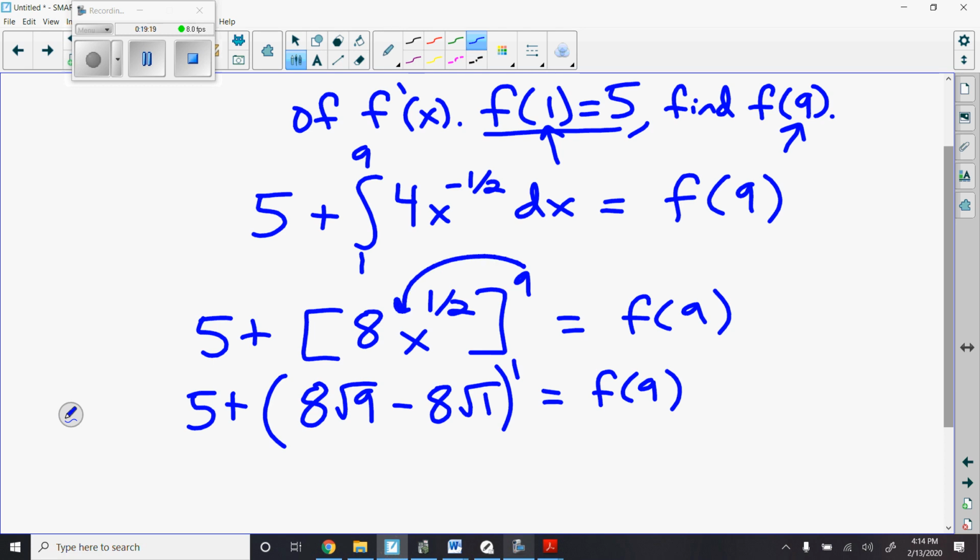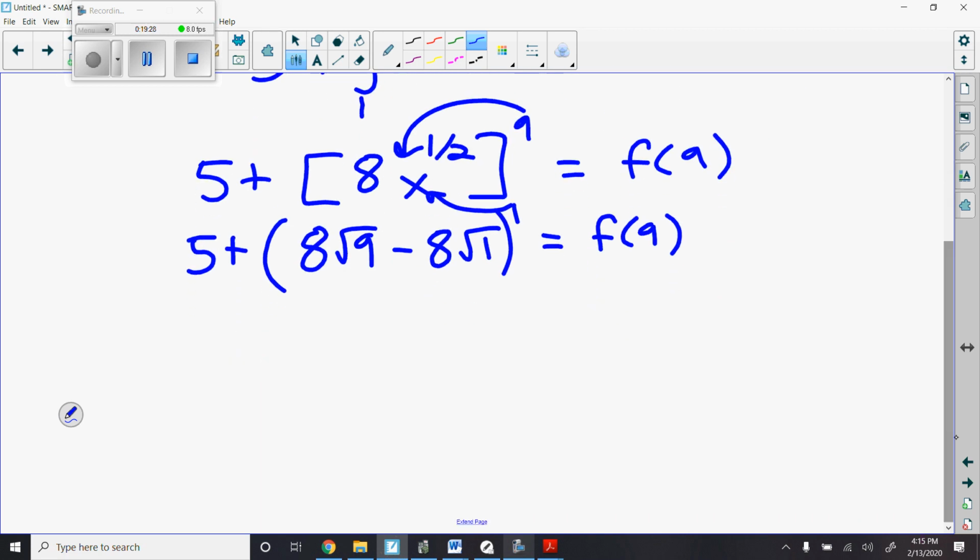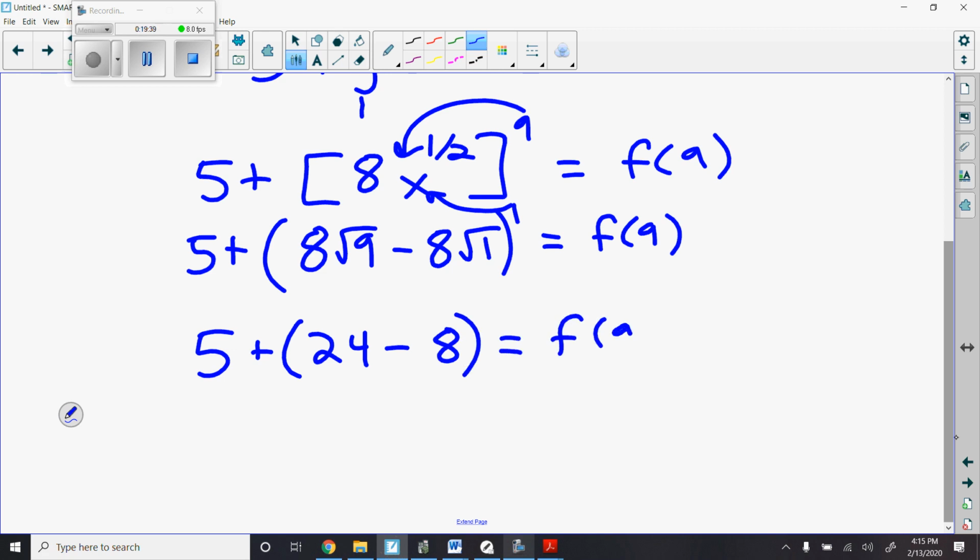Right, again, we plug in the top number first, then we do minus the bottom number plugged in. And again, root 9 is 3. 8 times 3 is 24. Root 1 is 1. 8 times 1 is 8. I'm going to do the parentheses first. 24 minus 8 is 16. So I get f of 9 to equal 21.